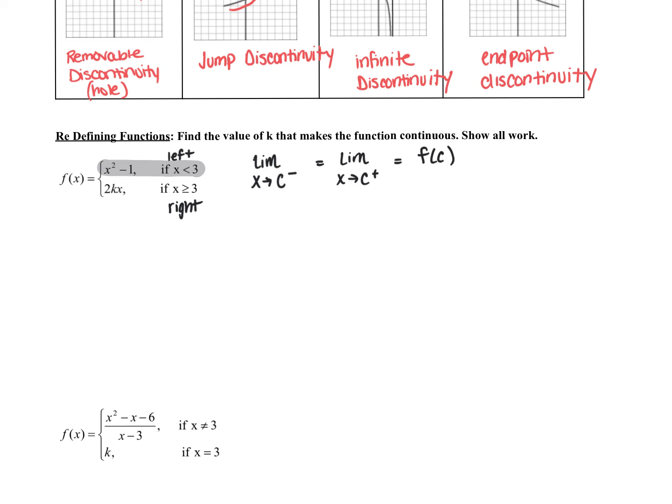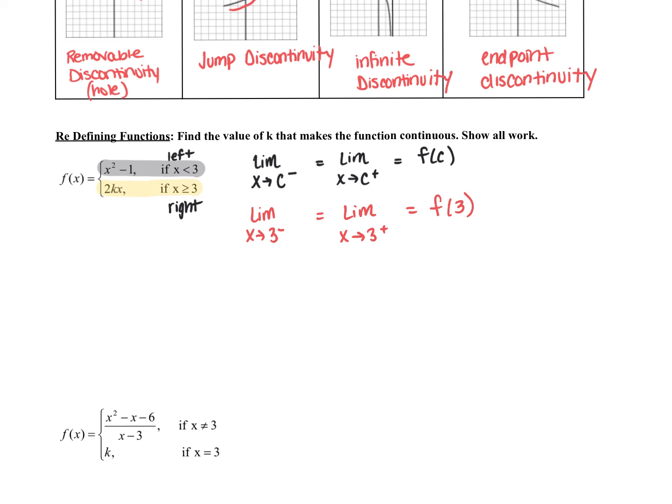And if I want to find from the right, we're going to plug into the bottom function. So first, let's change our c's to 3's. So we want to find the limit as x approaches 3 from the left, and I want to see that that's equal to the limit as x approaches 3 from the right, which must equal f of 3.